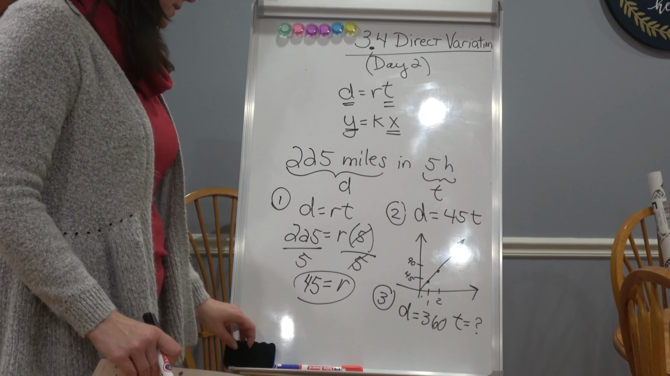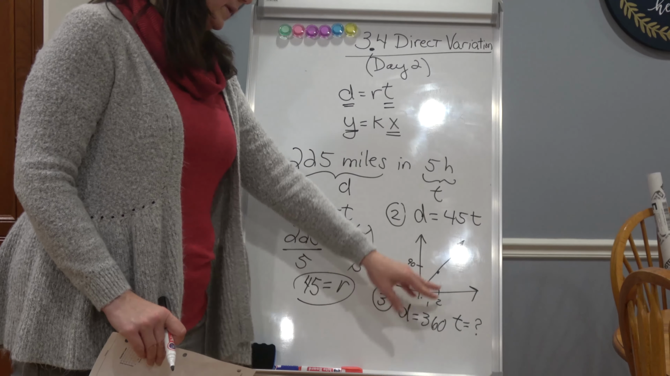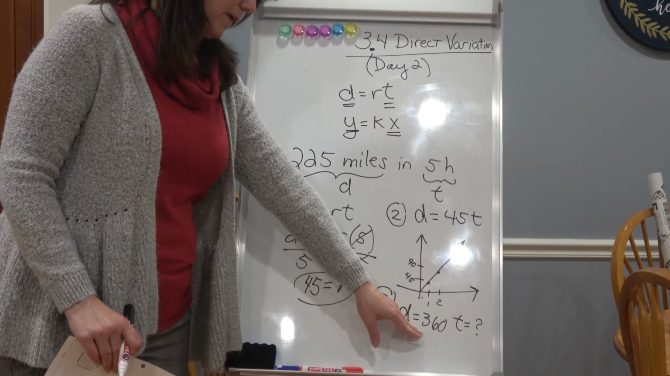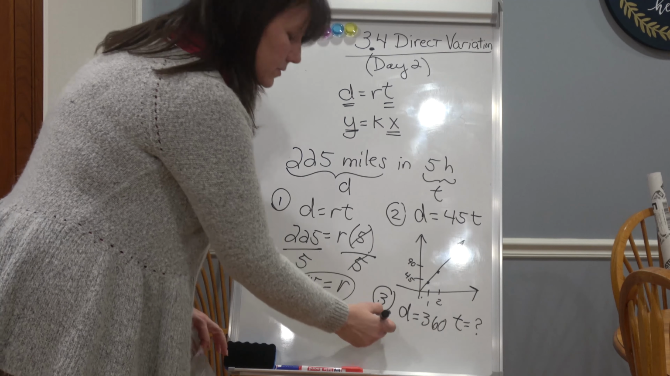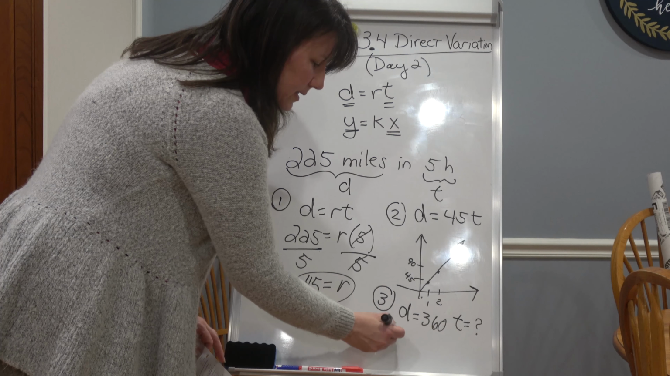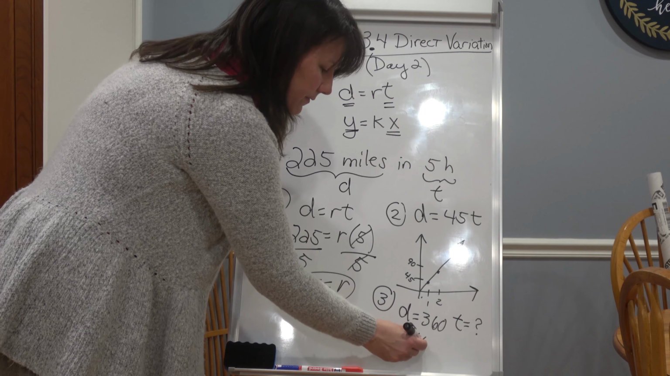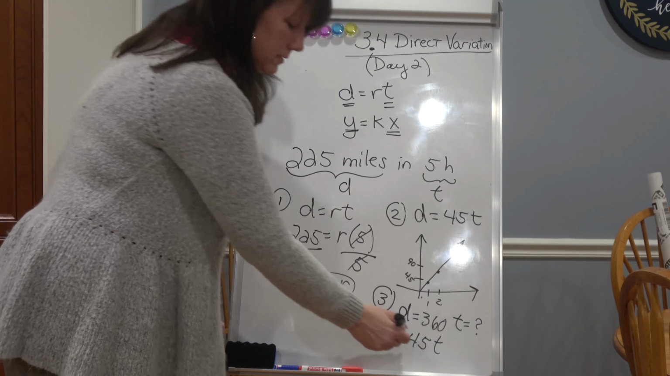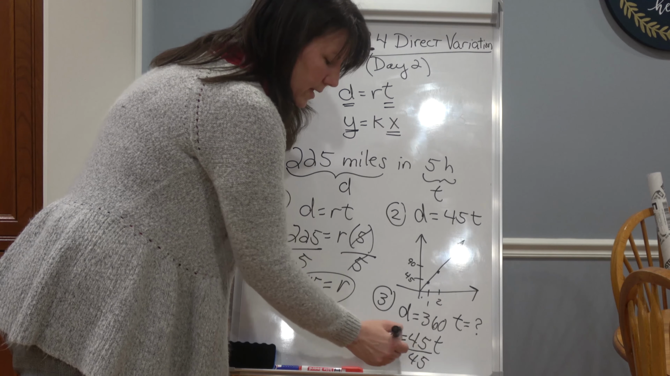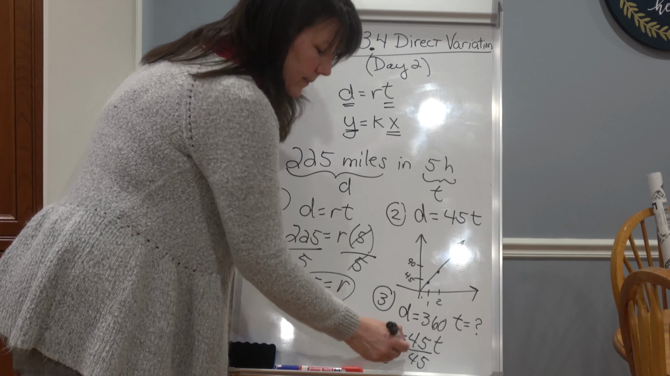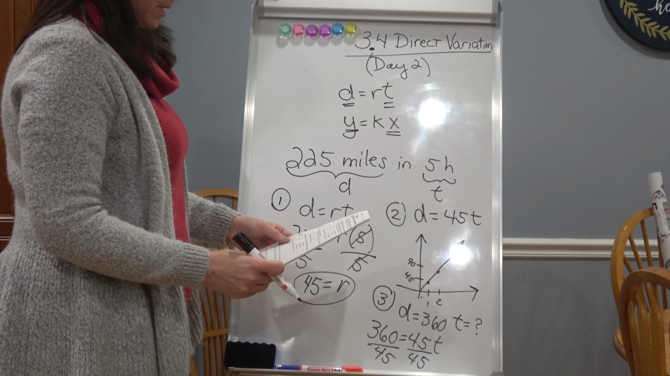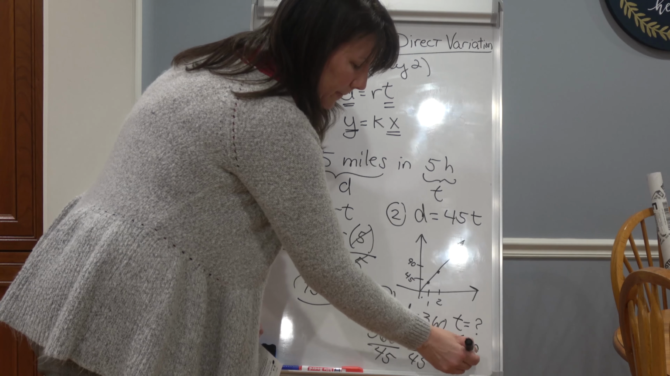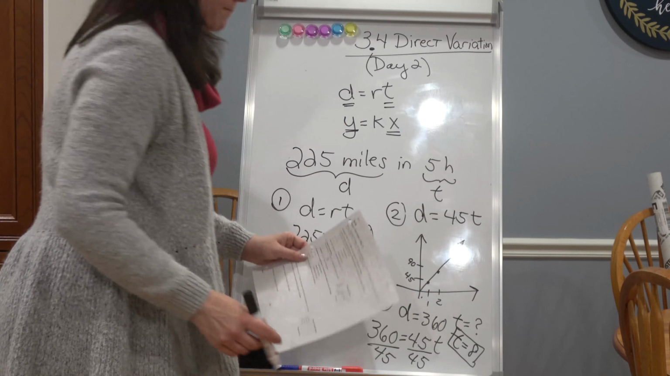So what we do is we take what we know. We already found this equation, and we substitute in the value of D. So we have 360 equals 45 times T. And we know how to solve that equation. Dividing both sides by 45 gives us a time of 8 hours. Okay.